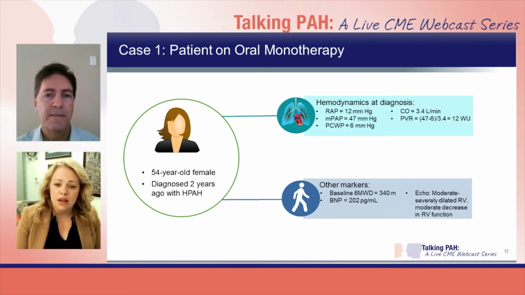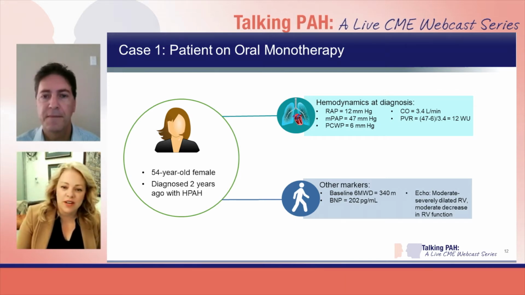And the other thing I'd like to point out is she has heritable PAH, which, as we have discussed on other programs, gives you a higher risk for decline over time compared to someone with idiopathic PAH. And so, given all of those things, I'm certainly concerned about her and would be looking at pretty aggressive therapeutic management.